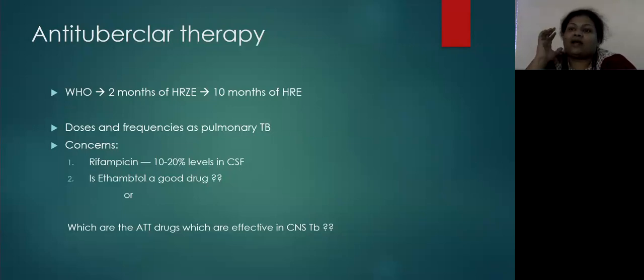Okay, the core antimicrobial agents in TBM are isoniazid, rifampicin and pyrazinamide. All of them enter the CSF, okay, especially when there is meningeal inflammation. It sort of increases your penetration and everything goes in. Ethambutol is actually less effective in meningeal disease.